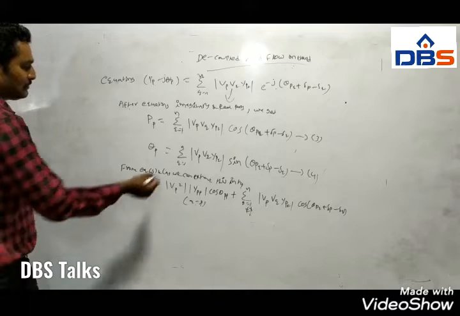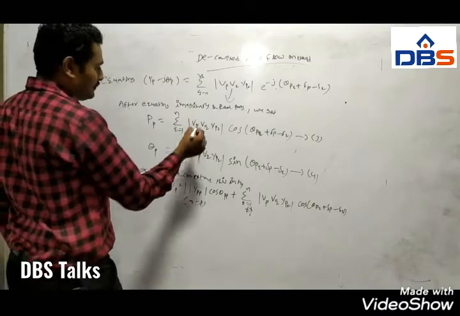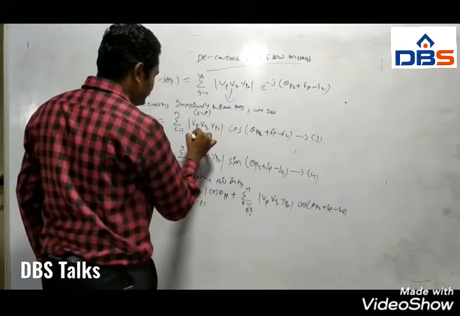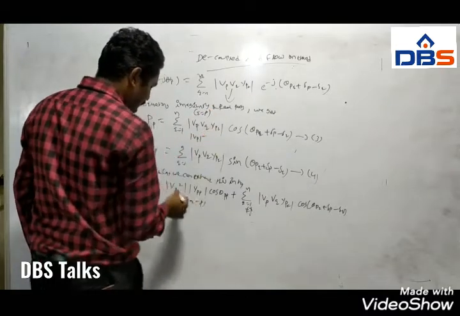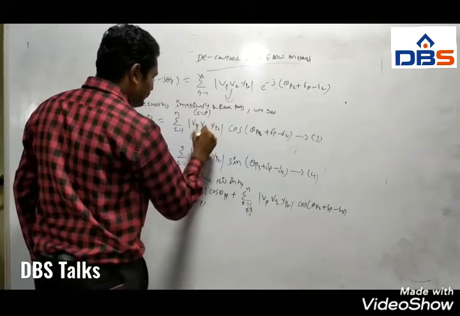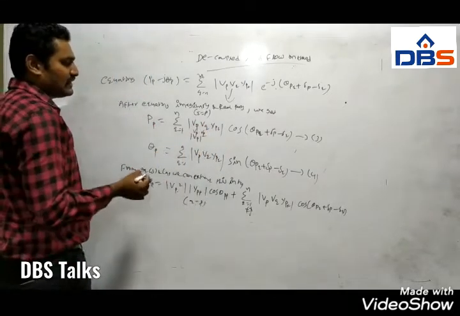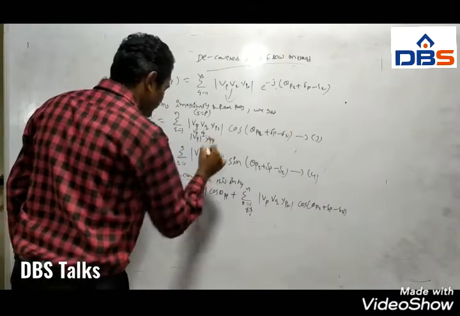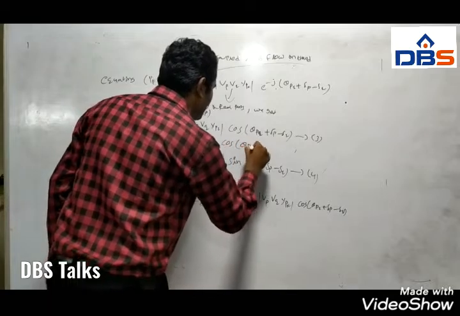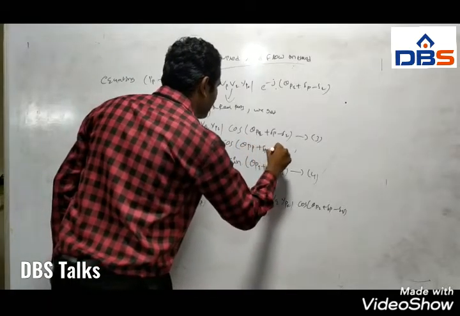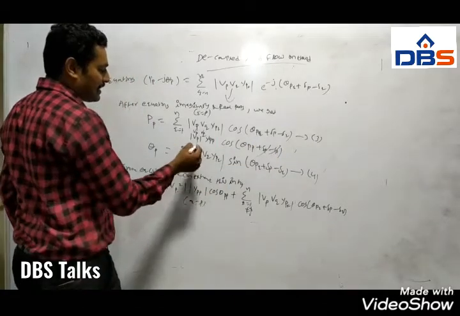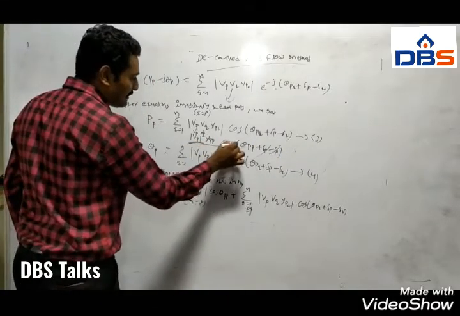After substituting q equals p, that means we are having mod Vp square, since this one is Vp and this one is Vp, so Vp into Vp, that means Vp square into Ypp. In place of q we are substituting p, that means theta pp plus delta p minus delta p. Here delta p minus delta p is cancelling. After that we have the condition mod Vp square Ypp cos theta pp.